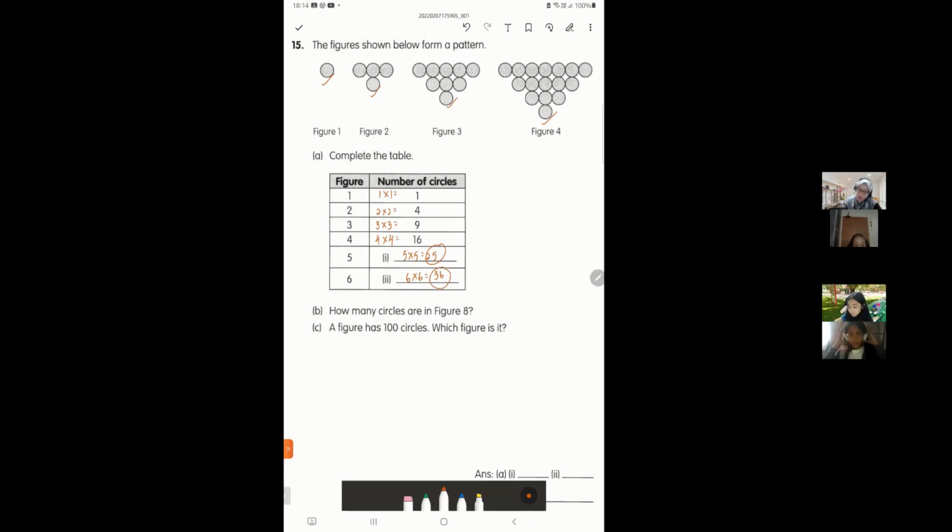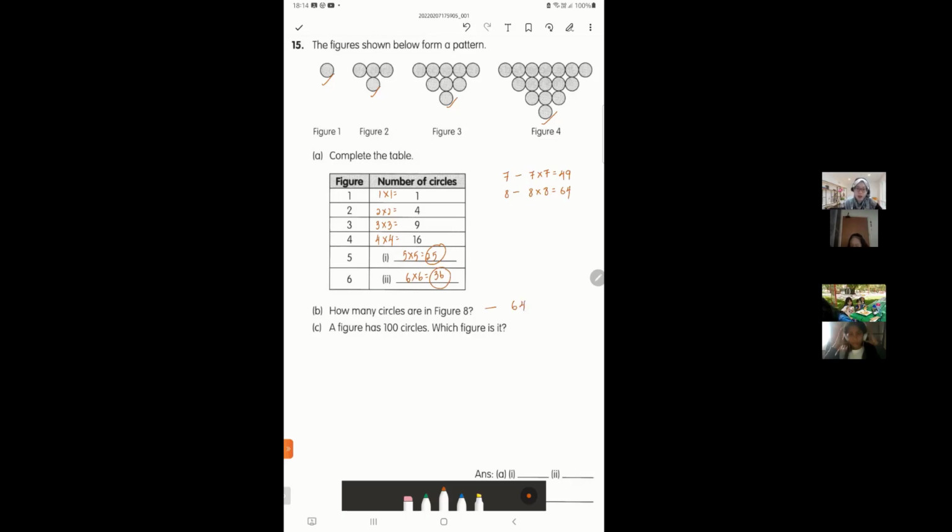Now they ask you how many circles there are in figure 8. So let's continue. Figure 7 will be 7 times 7 equals 49. Figure 8, 8 times 8 equals 64. So how many circles are there? 64. This is the answer.